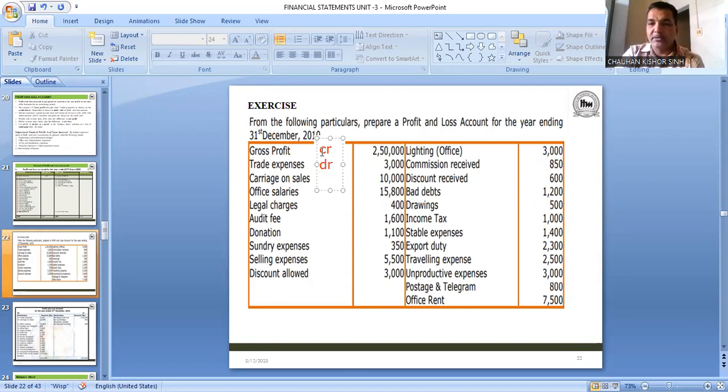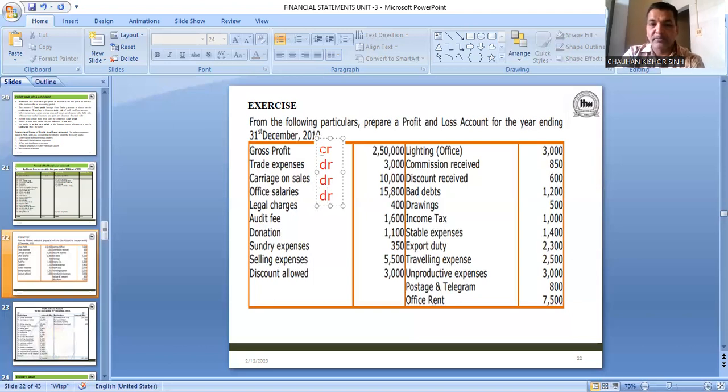Then carriage on sales is given. That means it is like a delivery van expense. When you deliver goods to your customer, then the charges paid for the transportation are known as carriage on sales. So it is also one type of selling expense, an indirect expense that will be recorded on the debit side. Then office salary, office staff salary, is an indirect expense, and it will go on the debit side.